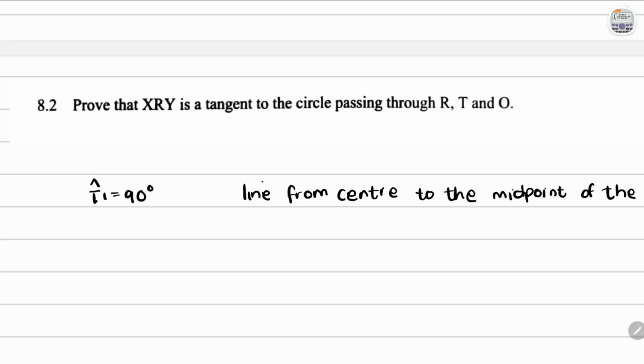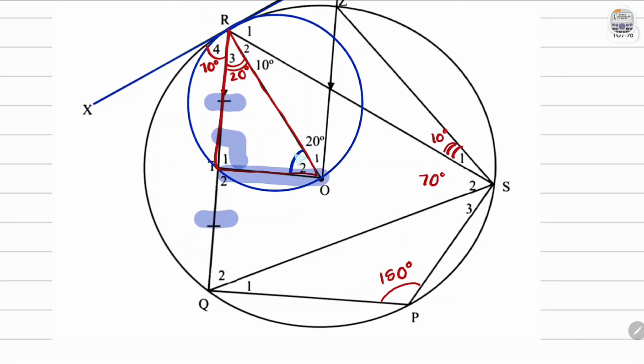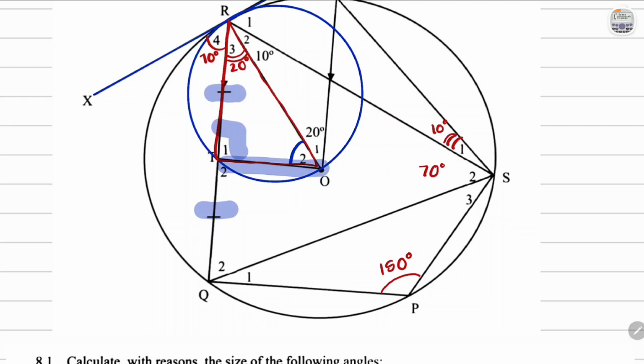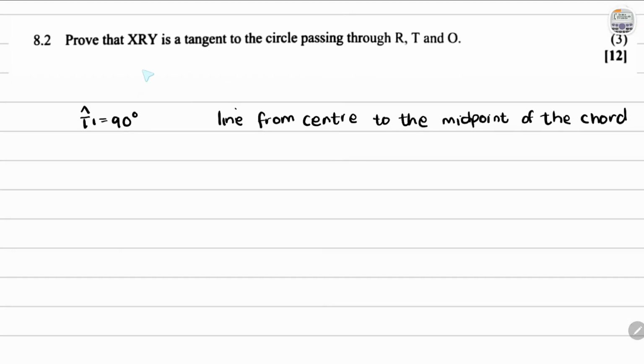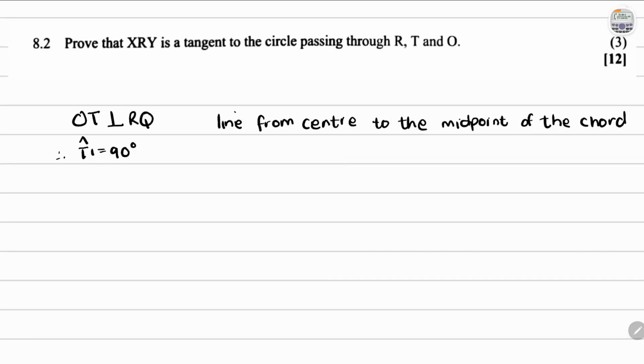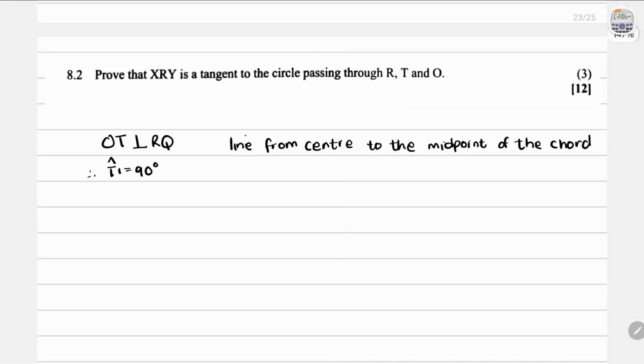In this one, this is the reason, but I just realized we can actually start off by telling them that OT is perpendicular to this line RQ. We can first say that, and then this is really a conclusion to that. So OT is perpendicular to that line RQ. And so because of that, it means T1 is equal to 90 degrees, and that's our reason.